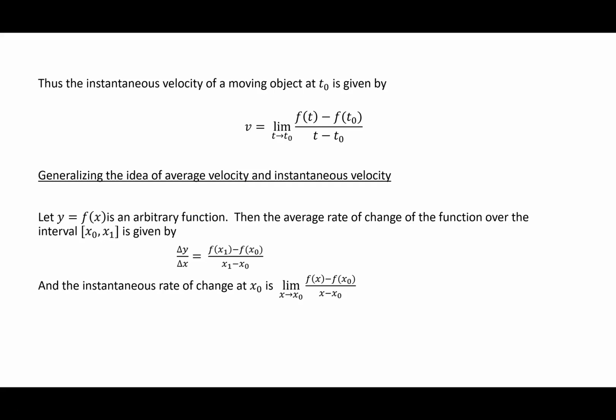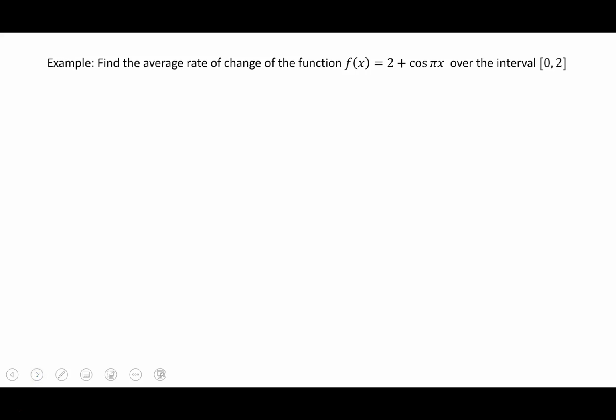Suppose y equals f of x is an arbitrary function. Then the average rate of change over the interval x0, x1 is given by the change in value of the function divided by the change in x values. That's the average rate of change, and the instantaneous rate of change is obtained from the average rate of change by making the x value close to the given value of x, which is x0 here. All right, now let's try to visualize this in a picture, or before that, let's work on an example.